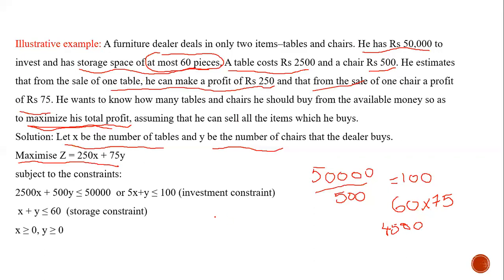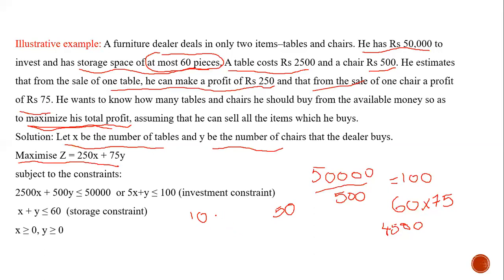So again, let us think that since he can invest on tables as well as chairs, and he can store at most 60 pieces, he would invest on 10 tables and then on 50 chairs. Let us think that he would invest on 10 tables and 50 chairs.